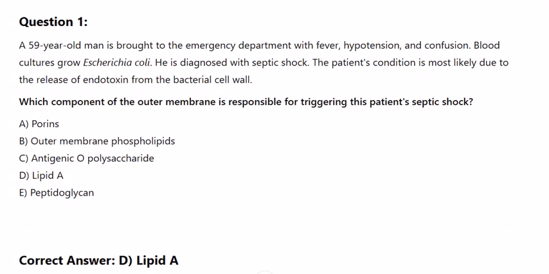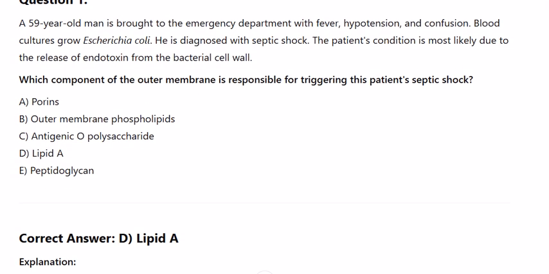A 59-year-old man is brought to the emergency department with fever, hypotension, and confusion. Blood cultures grow Escherichia coli. He is diagnosed with septic shock. The patient's condition is most likely due to the release of endotoxin from the bacterial cell wall.